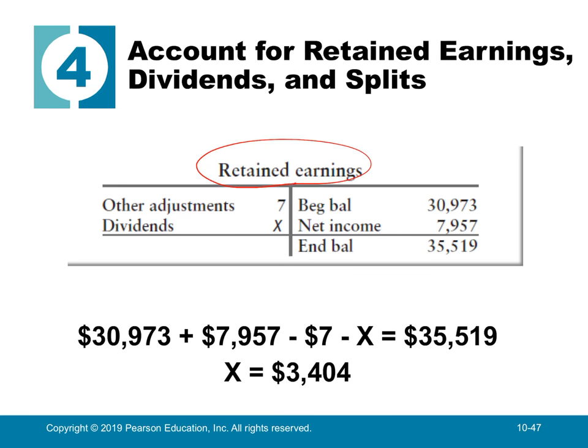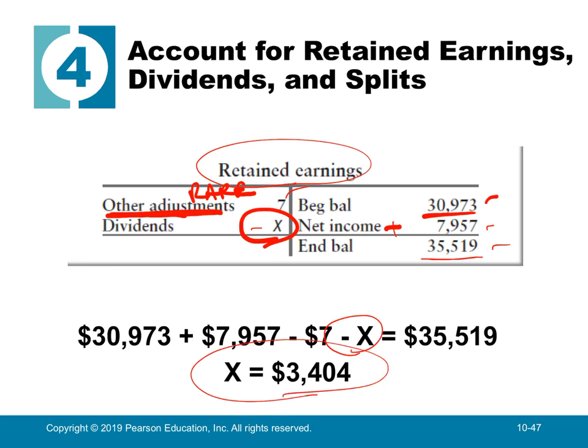So when we look at the retained earnings T account, remember we have beginning balance plus net income, and then minus dividends equals ending balance. Again, you might have some of these other adjustments. These are rare and outside the scope of this class, but just know there could be some other minor adjustments. So if you're missing something like how much was paid in dividends, if I have all these other parts to it, I can calculate my X.